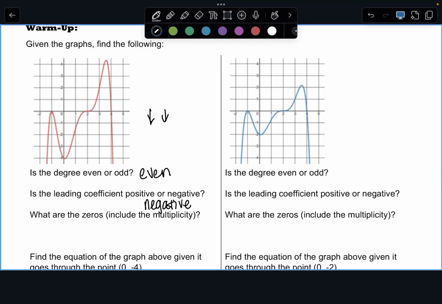So just that backwards thinking. Last time we said, okay, even and negative, and we created our end behavior. This time we're given the end behavior.